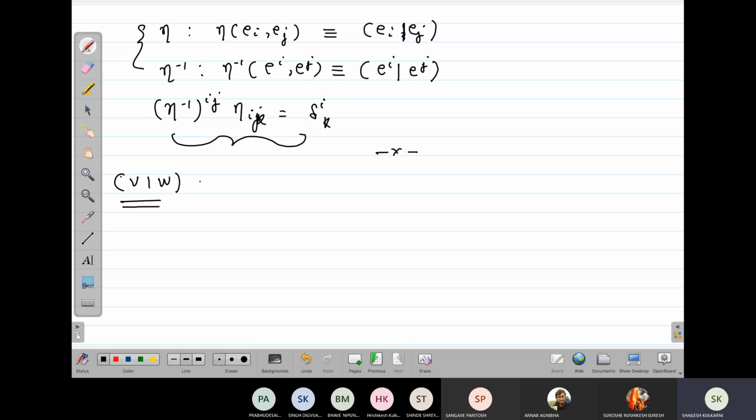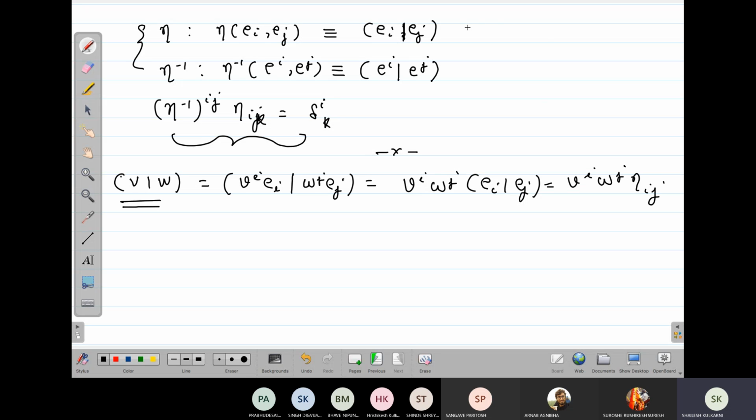This is equal to... what is this? This is the inner product of the summation over i of vi ei and the summation over j of wj ej. So this is vi wj ei ej. Clear? So this is nothing but vi wj eta ij, by definition. Through this definition, ei inner product with ej is eta ij. So this is your eta ij.